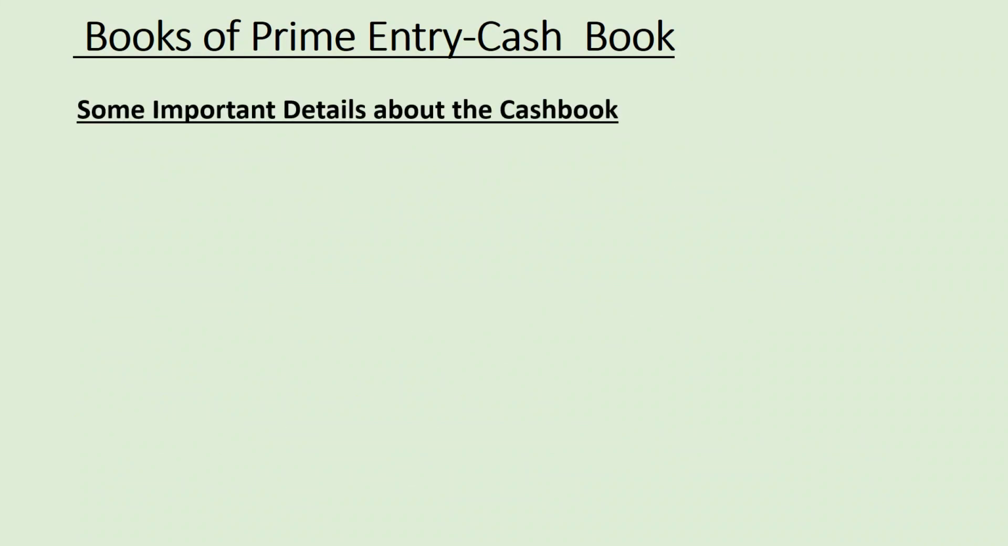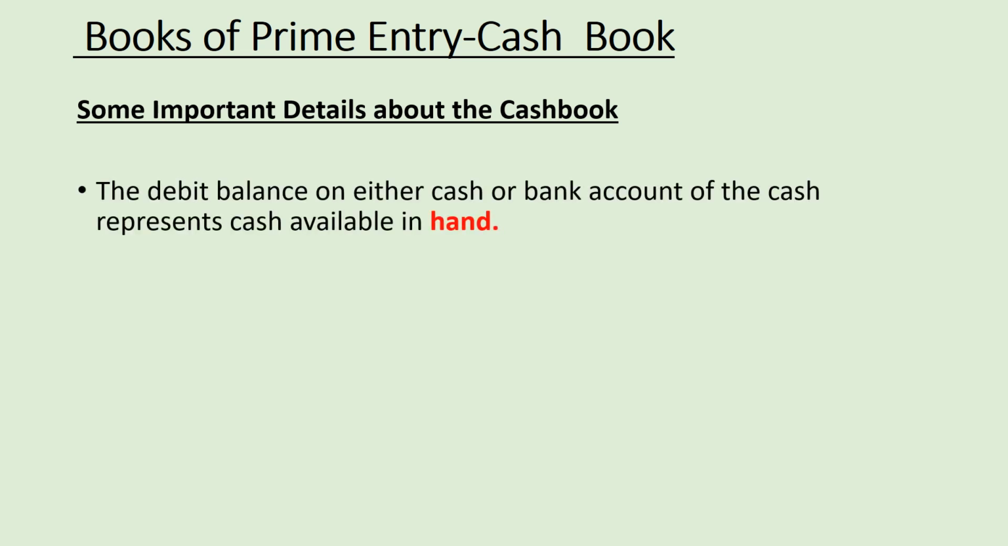So here are some important details about the cash book, and I want you to imagine this to be as realistic as possible. So the debit balance on either cash or bank account of the cash book represents the cash available in hand. The debit side, remember, is where we record the money that we receive, and the credit side is where we record the money that we give away. So when you are done with the cash book, there is a balance. That's the money that remains. So if the money remains on the debit side, it means there is money that you have, on the side of the money that you have received. There's still some money there that is sitting.